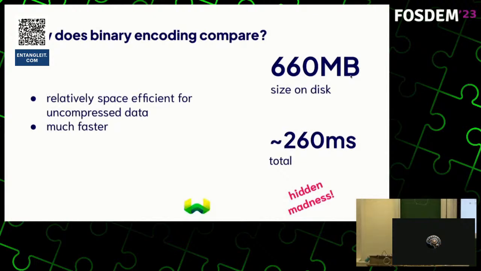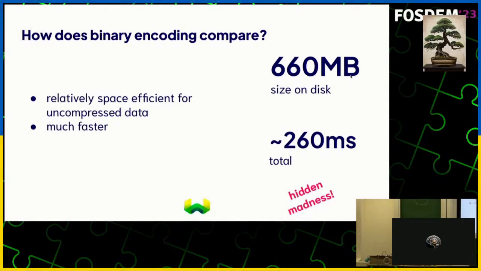So what happens when we do this? First of all, the good news: 660 megabytes, that's way less than our 1.6 gigabytes before. So just by using a more space-efficient way to represent data, we've reduced our size. Also, it's much, much faster. We were at 14 seconds before, and now it's down to 260 milliseconds.